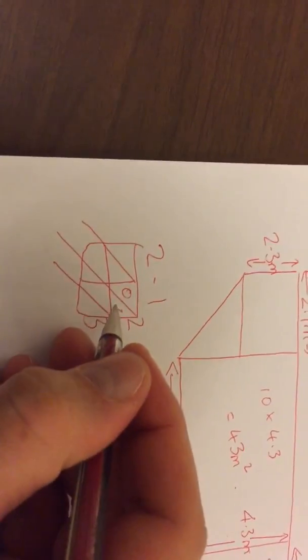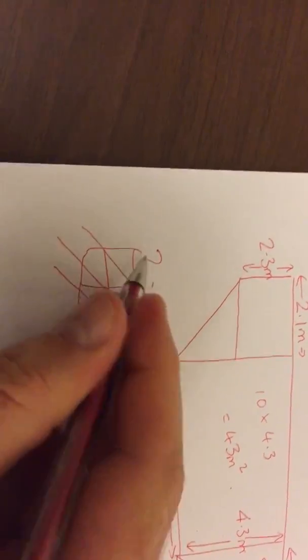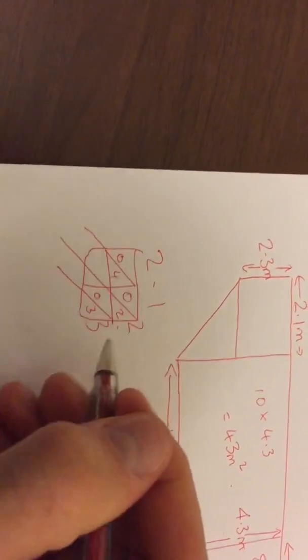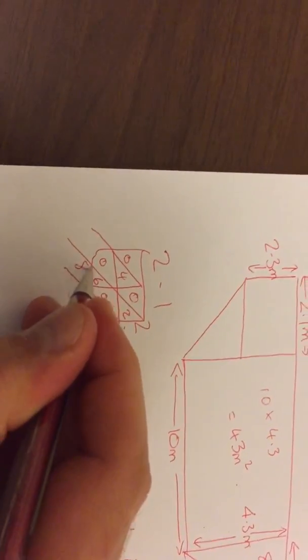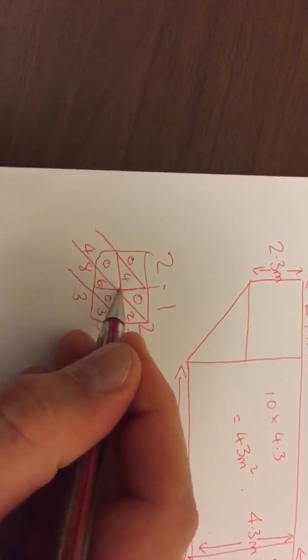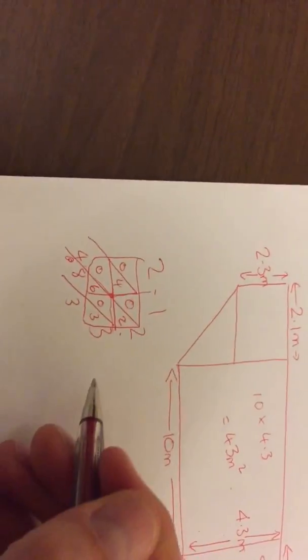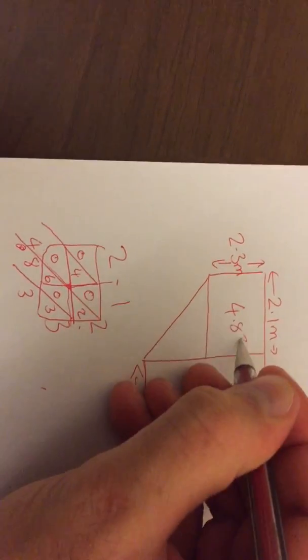So 1 times 2 is 2. 1 times 3 is 3. 2 times 2 is 4. And 2 times 3 is 6. 3, 8, 4. Slide the decimal, they meet there. 4.83. So that one's 4.83.